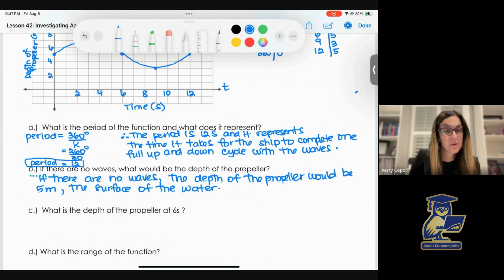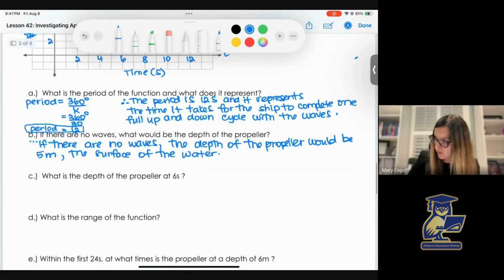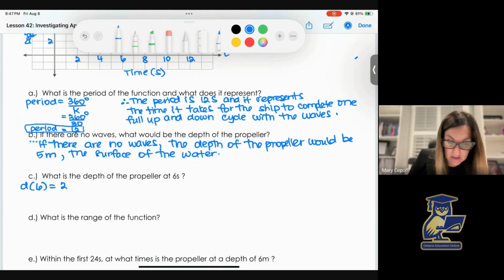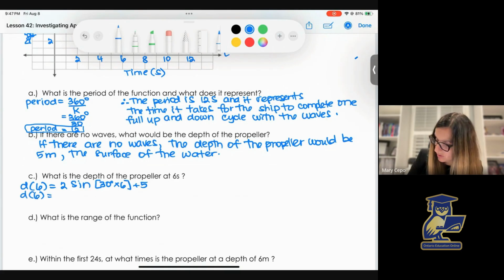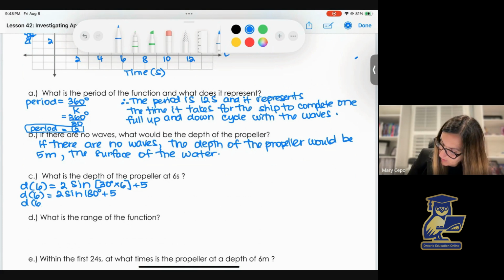Okay, what is the depth of the propeller at 6 seconds? What we're trying to figure out is what d at 6 would be. So we just substitute that right into the equation. We know that it would be 2 sine 30 degrees times 6 plus 5, always following BEDMAS. So d at 6 is equal to 2 sine of 30 times 6, which is 180 degrees, plus 5. 2 times sine of 180 is actually 0, plus 5. So d at 6 is equal to 5.